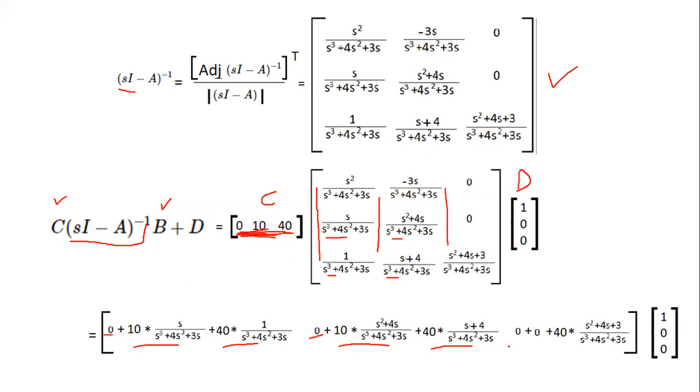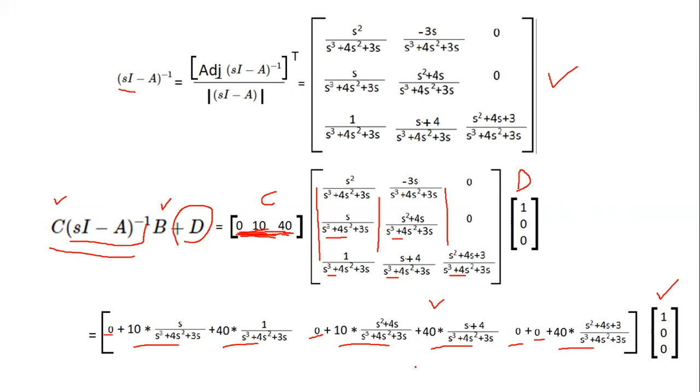0 into 0, 0. And 10 into 0, 0. And then 40 into the last term. Now this is the matrix we are having. So this is C into (sI minus A) whole inverse. So this matrix into the B matrix we need to perform. D matrix is 0, so no need to add anything. If we simplify this, that is the final transfer function.